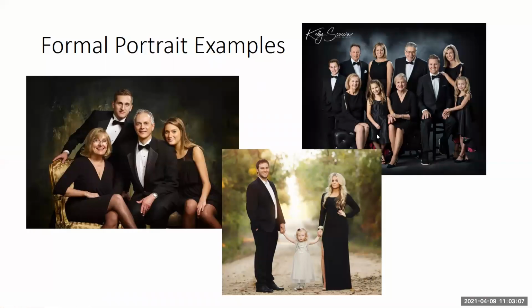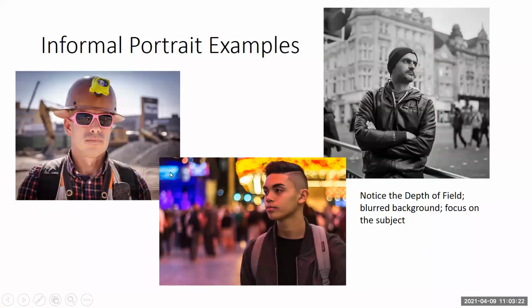So here are some formal portrait examples. Obviously pictures of people, right? That's what we mean when we say the word portrait. We are talking about taking photographs of people, whether they be formal or informal. Now notice the depth of field in these photographs, the blurred background that's been given, where the focus becomes just the subject of the photograph. So think about that when taking informal portraits. You don't want a busy background because that's going to distract from your subject.